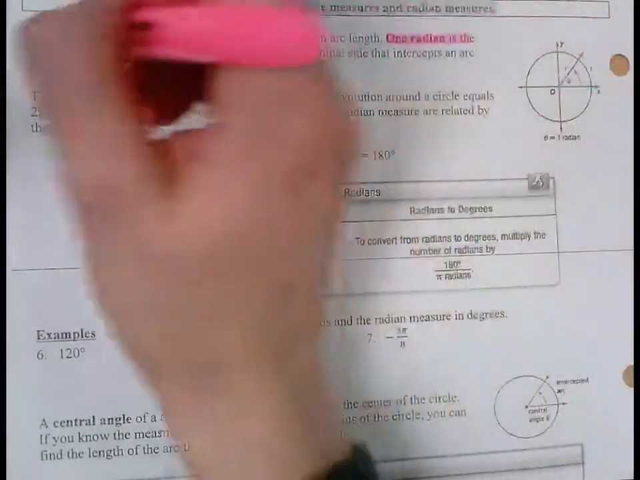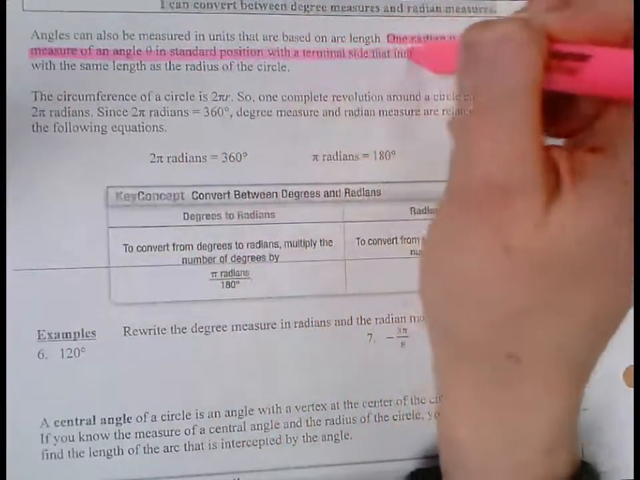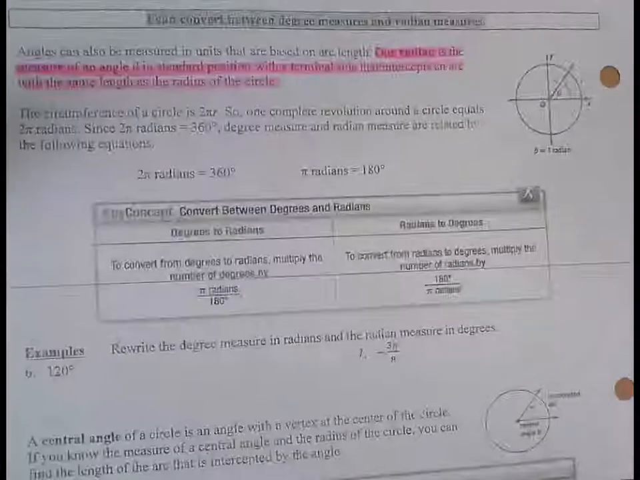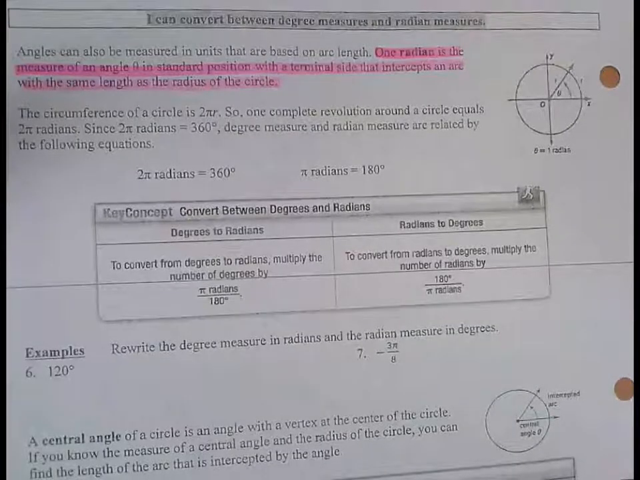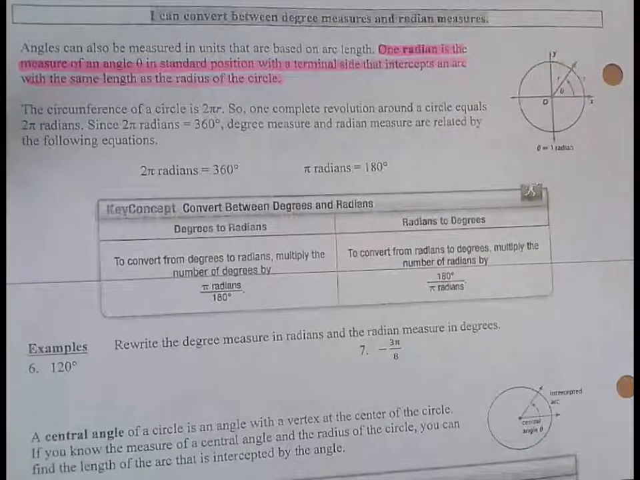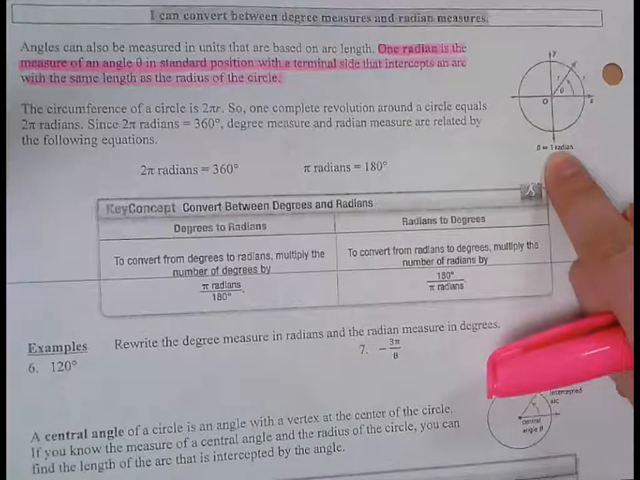So 1 radian, this is the definition, kind of wordy. So 1 radian is the measure of an angle theta in standard position with a terminal side that intercepts an arc with the same length as the radius of the circle. Okay, very wordy. So radian kind of sounds like radius. They're very close to the same word. 1 radian is the measure of an angle theta. So that in this diagram, this angle theta would equal 1 radian.